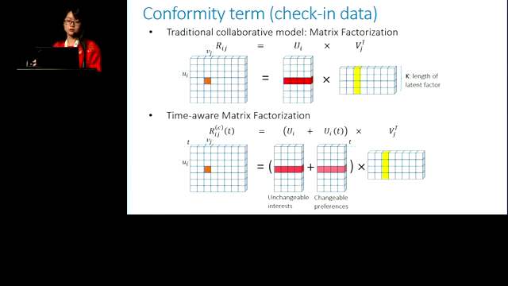Let's start with the conformity term, which uses the check-in data only. The traditional matrix factorization method factorizes the matrix R into two low-rank matrices, U and V. Compared to the traditional one, we here add the time-changing part of user preferences, U_it, which indicates the user's changeable preferences, and U_i is the stationary part which describes the unchangeable interests of the user in these locations.